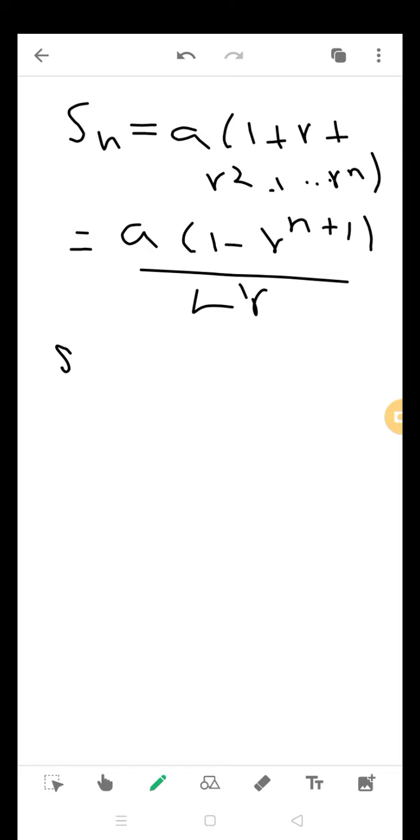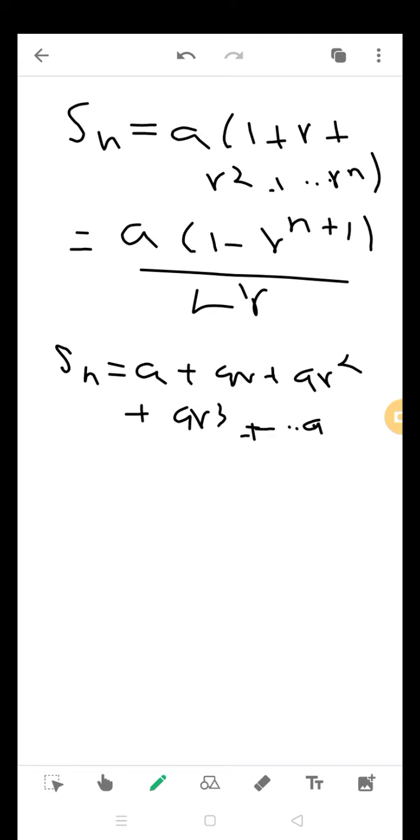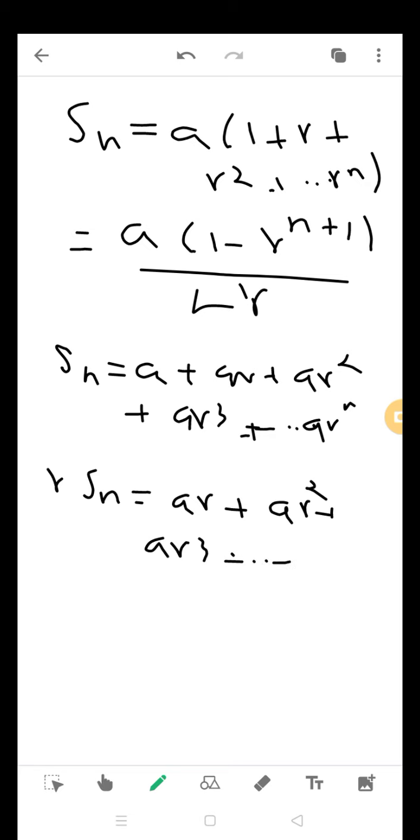We can see that if Sn is equal to a plus ar plus ar square plus ar cube till ar to the power n, then if we multiply Sn with r, it will be ar plus ar square plus ar cube plus ar to the power n plus 1.